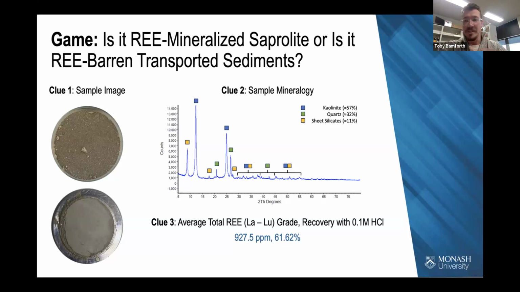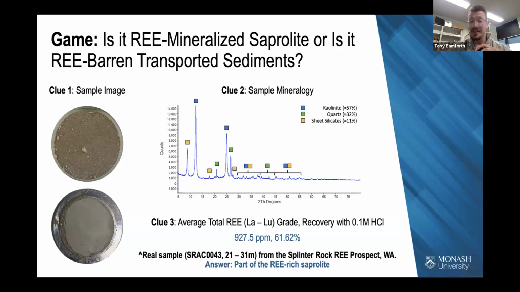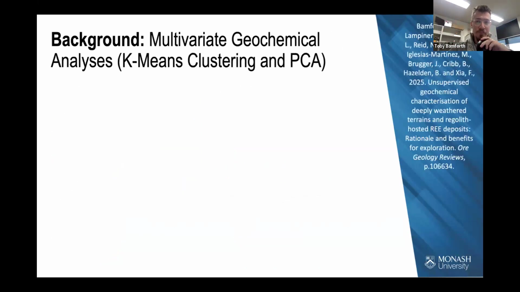There are very, very few deposit types where you can look at the sample, look at the bulk mineralogy, look at the grade and recovery, and still not confidently determine whether you have mineralization. I can't, personally off the top of my head, think of any deposit where you can have all that information and yet no information. For anyone who is interested, this particular sample is part of the rare earth rich saprolite from Splinter Rock, which is the case study that we'll be using today.